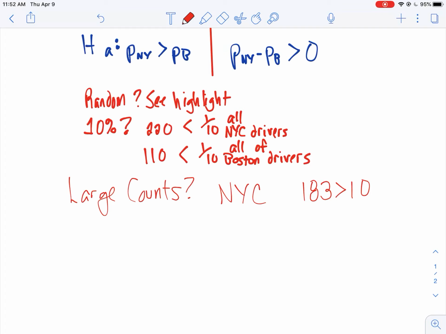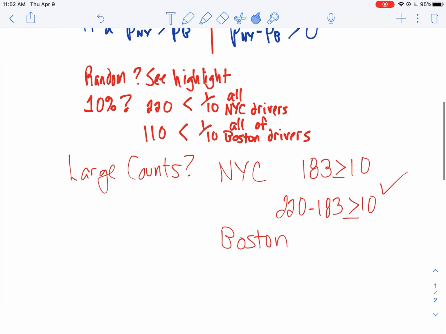However, I am not done. Some people said this is enough. No, it's not. We had 183 that were wearing their seatbelt. We want to figure out how many weren't wearing their seatbelt. 220 minus 183. I'm not going to necessarily do the math here because I am confident that that is greater than or equal to 10. So for New York City, I am good. For Boston, let's check it out. Let's see how good I am here. We had, let's see, I think it was 68. Yep.